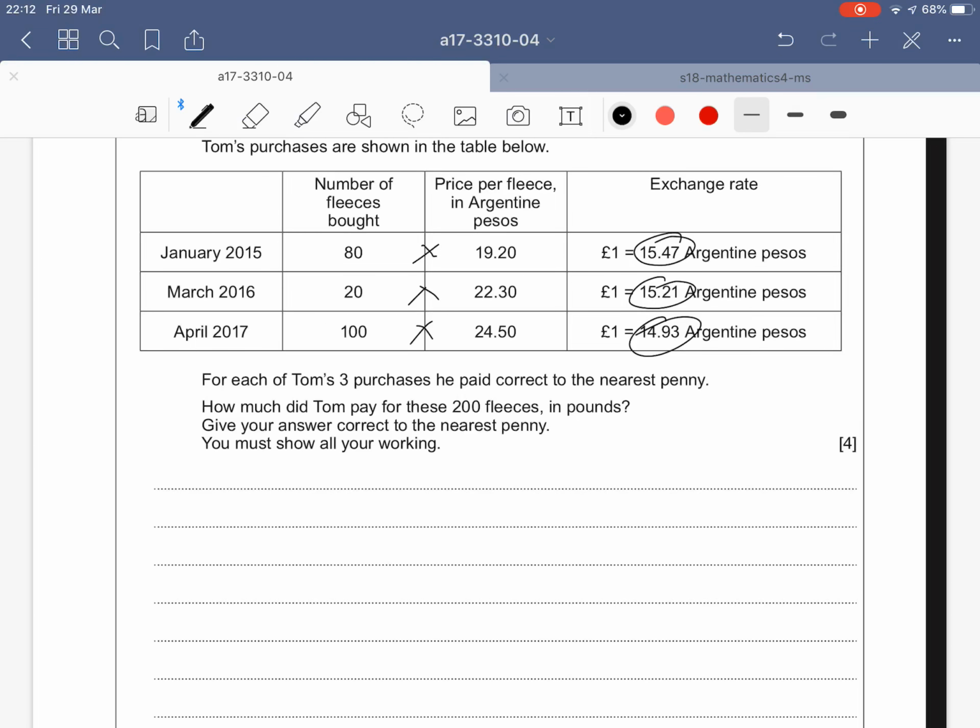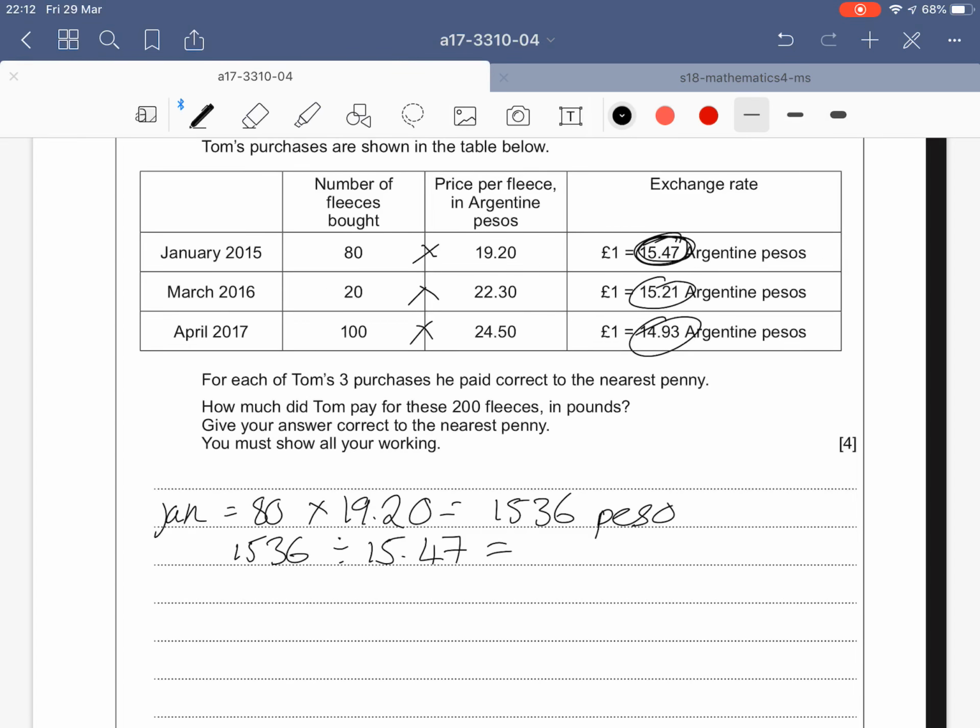So in January he's got the 80, so in January we've got the 80 times the 1920, so this is how much it's going to cost. So we've got 1536 pesos, but we need to change that into pounds, so you divide by the exchange rate. So if £1 is 15.45 pesos, we can get pesos into pounds by dividing it. So once you do that on your calculator, you get £99.29.